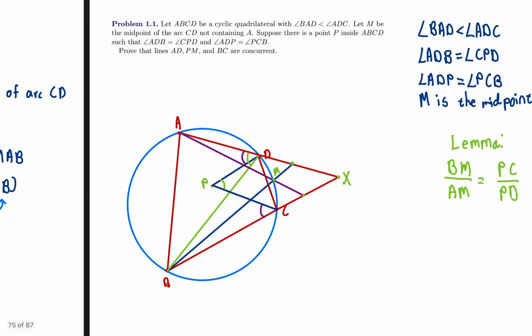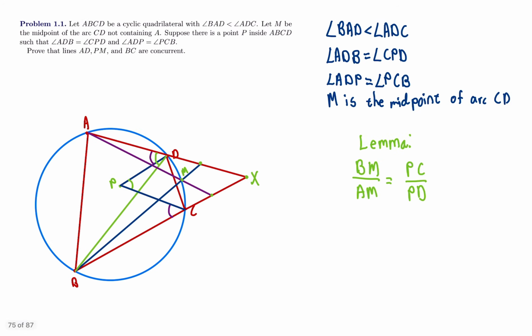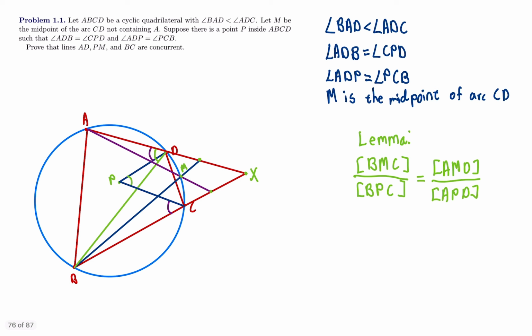So we know that triangle PDC is similar to triangle MAB. So then that implies that this is true because of the similar triangles' length ratios. Okay, so now we're going to try to actually solve the problem in the next few lemmas. So let's start by proving this area condition.